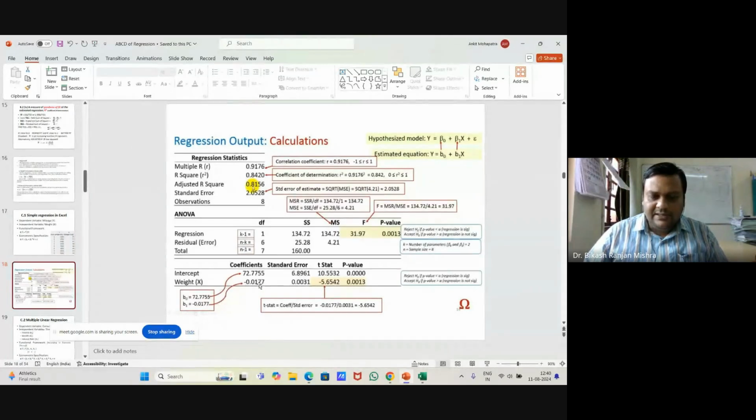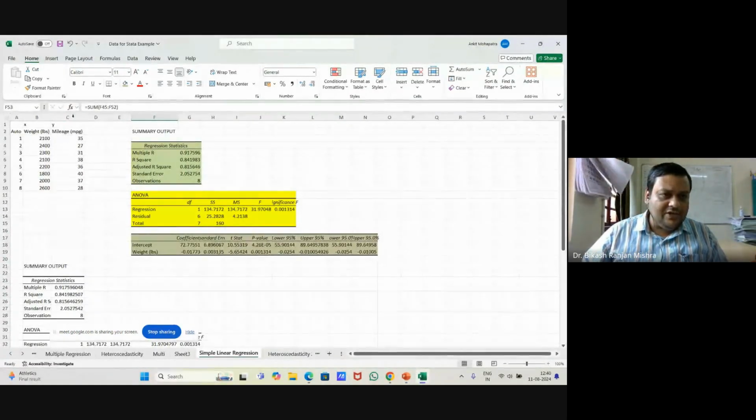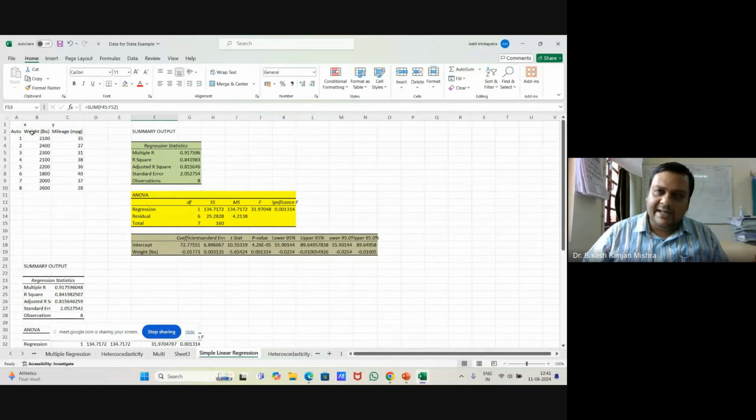The next point of interpretation is that if weight is increasing by 1 unit, and the unit is measured in terms of lbs, I guess, then if there is a 1 lb weight increase for any automobile, the mileage will be reduced by 0.01 unit. And for that unit, if you go to the Excel file, the units are measured over here: the mileage in mpg and the weight in lbs.